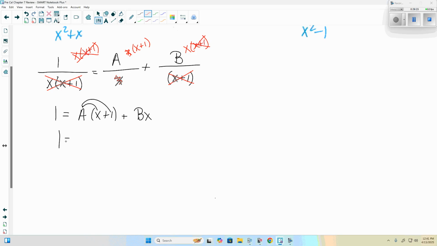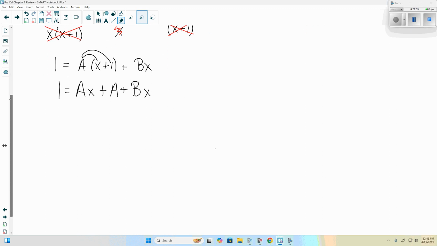Next thing we need to do is distribute. A times x is Ax. A times 1 is A. Plus Bx. If it does help, we can reorder our terms so our terms with x are next to each other, and our terms without a variable are next to each other, so we just have them grouped.